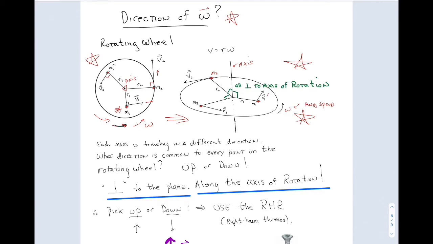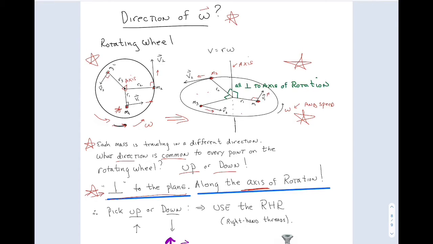So mass number 1 has a velocity in that direction, perpendicular to the direction it's going. Number 2 is headed in that direction. Number 3 is headed in that direction. So each mass is traveling in a totally different direction. If I drew 50 masses on this wheel, they're all headed in different directions. So what direction is common to every one of those 50 masses on the rotating wheel? Well, either up or down, meaning in a direction that's perpendicular. That symbol means perpendicular to the plane of rotation. The direction that's perpendicular to the plane of rotation is the axis of rotation.